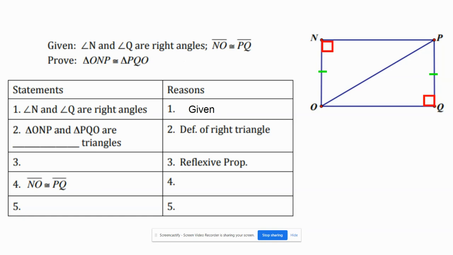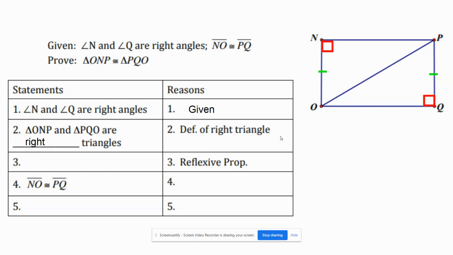So now the next thing in our proof says that ONP and PQO are blank triangles by the definition of a right triangle. Well, I know they're right triangles because of the definition of a right triangle. A right triangle has a right angle. N and Q are both right angles.